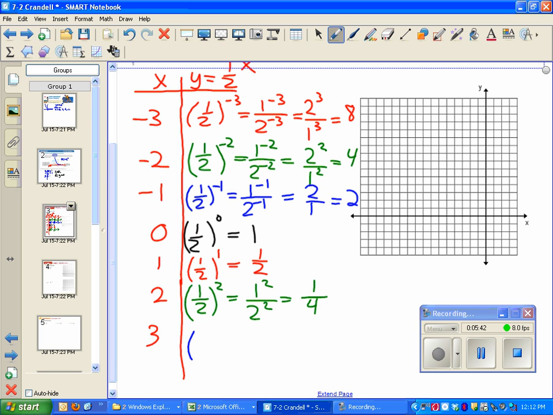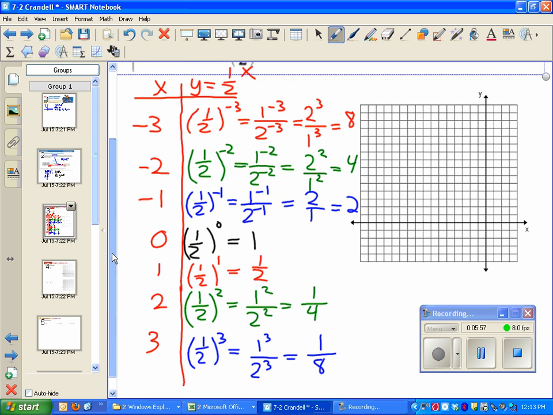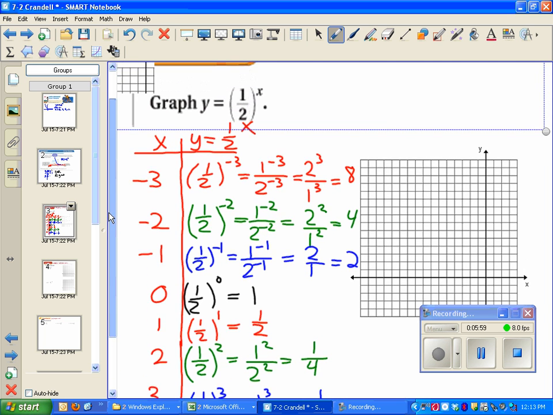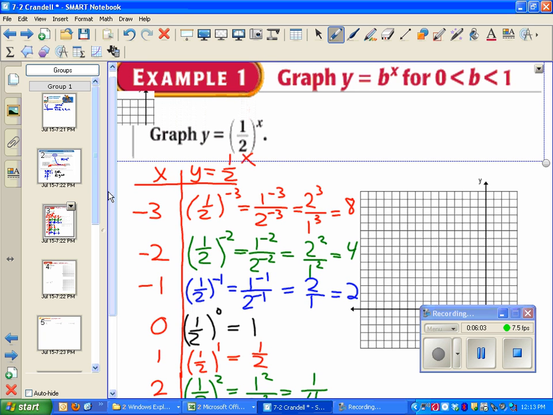And then we have 1/2 cubed, which is 1 cubed over 2 cubed. So 1 cubed is 1 and 2 cubed is 8, so we get 1 over 8. All right, so if you don't know how I got these numbers, please rewind and check my work. Please listen to the video because I talk through it as well. It helps to hear it as well as see it.